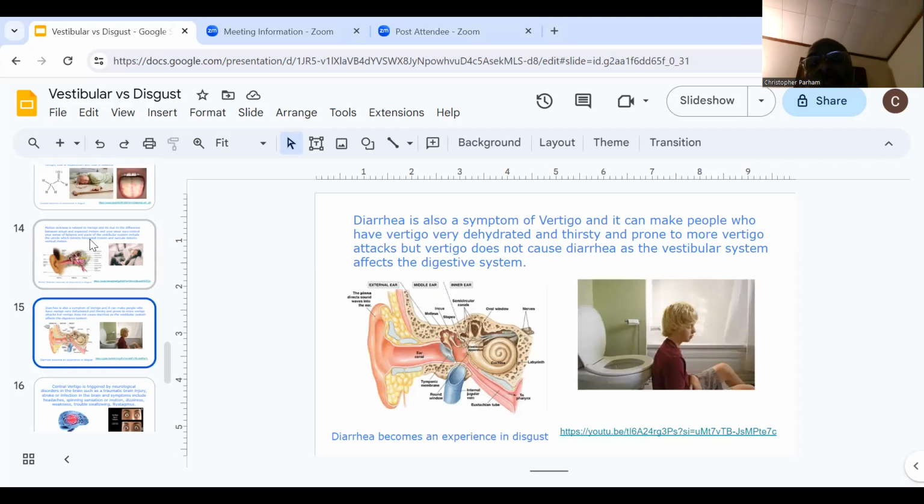And of course, diarrhea is also a symptom of vertigo, and it can make people who have vertigo very dehydrated and thirsty and prone to more vertigo attacks. But vertigo does not cause diarrhea, as the vestibular system affects the digestive system. So, of course, in this case, diarrhea becomes an experience in disgust.